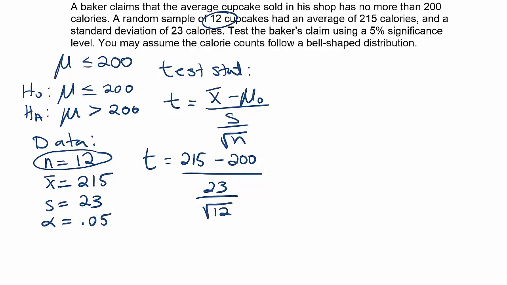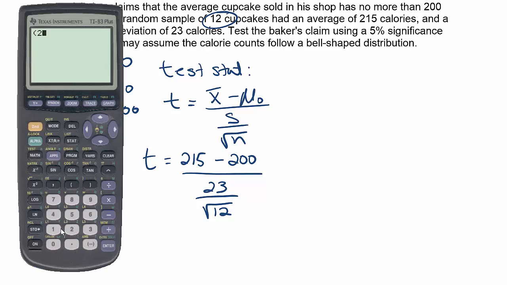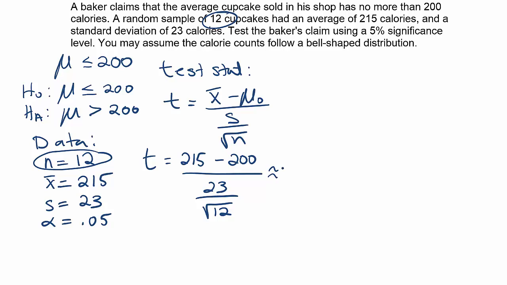Okay, let's work that out and see what that gives us. Open parentheses, 215 minus 200, close the parentheses, divide by open parentheses, 23 divided by the square root of 12. And the answer here becomes 2.259, or you can call it just 2.26, whatever you'd like. So I'm going to call it 2.26. Okay, so that's your test stat.